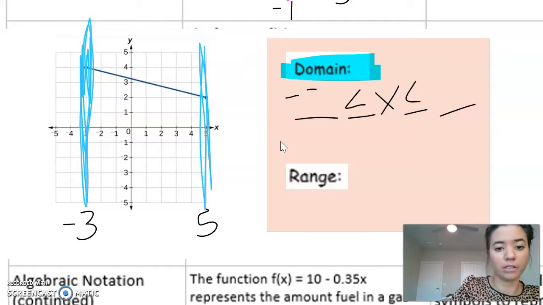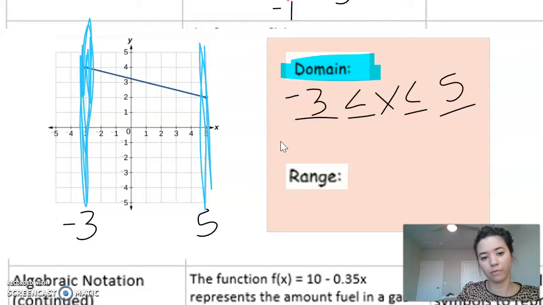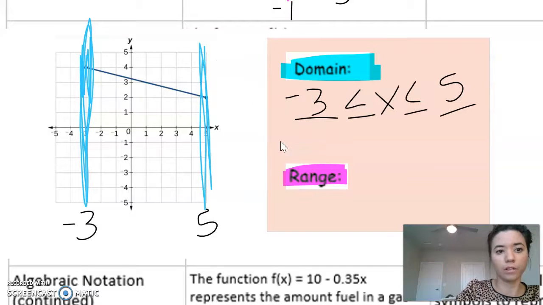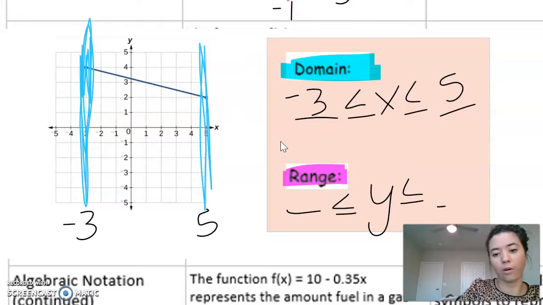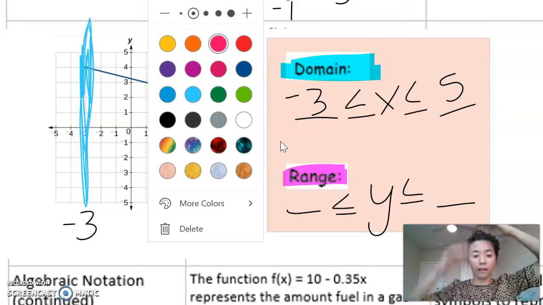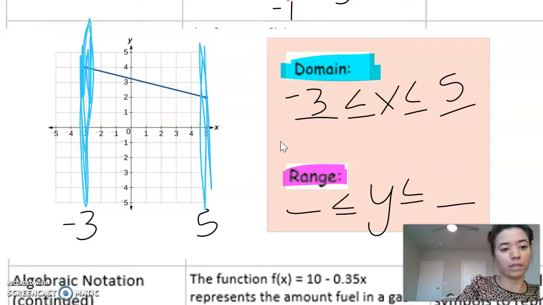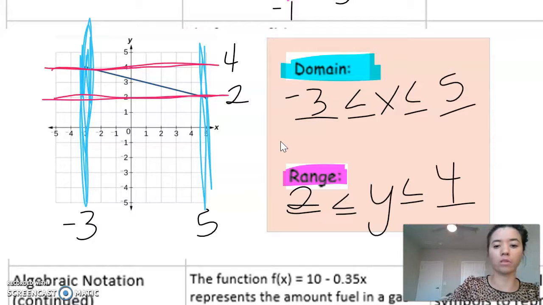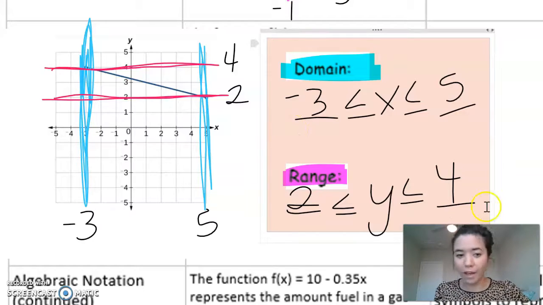So I'm going to fill in the blanks. -3, and then 5. And then now we can do the range. I'll do this one in pink. Again, here you're going to have a number, y, inequality, another number. Again, now we're looking at how high and how low my graph goes. So I see my graph reaching up here, and its lowest point is right here. And that's at the number 2 and the number 4. Smallest number goes on the left, larger number goes on the right. There's your domain and range.